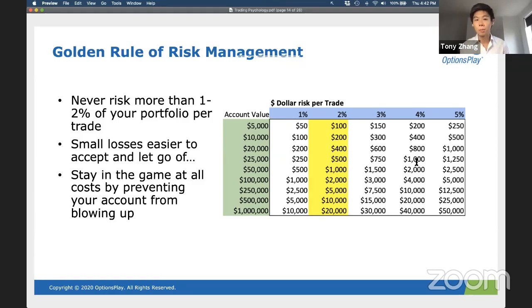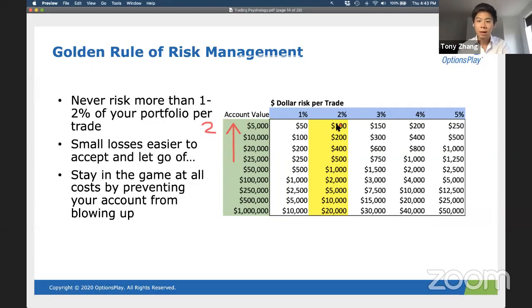The problem is how you manage risk. So what I'm going to do is jump all the way to the very end. I'm going to just tell you what the golden rule of risk management is, which is never risk more than 1 to 2% of your entire portfolio for any given trade. So depending on your portfolio size, your max risk on each individual trade should never exceed this amount depending on your account value. Now, we generally tend to say that the smaller your account goes, the more you lean to something like 2%.